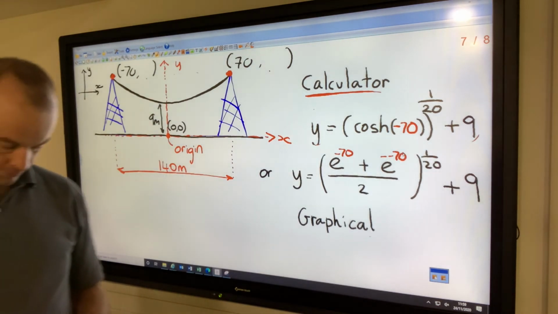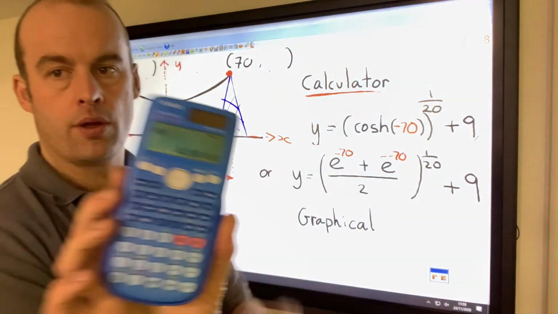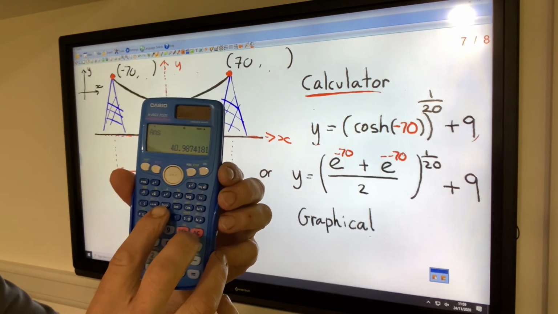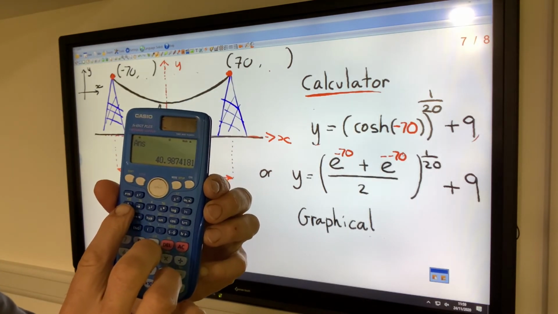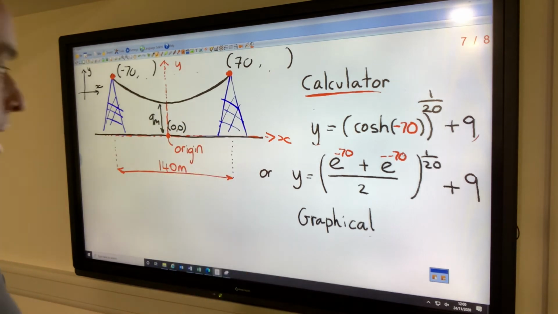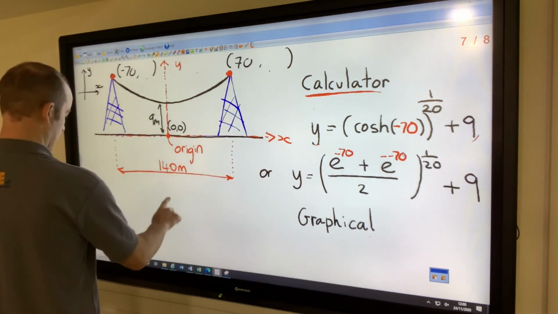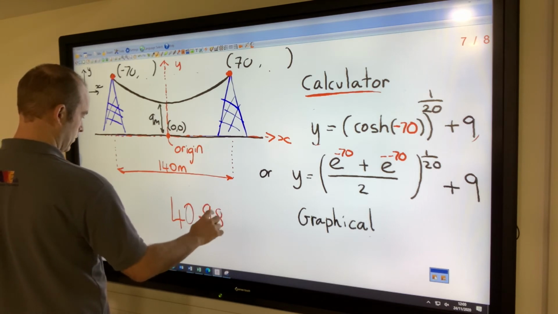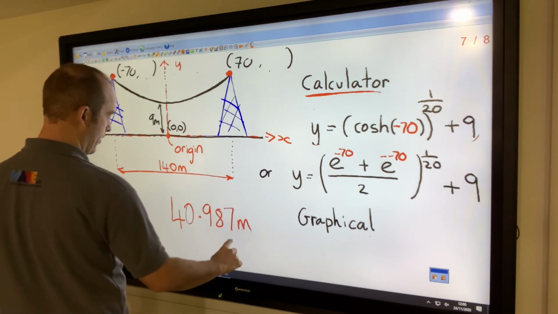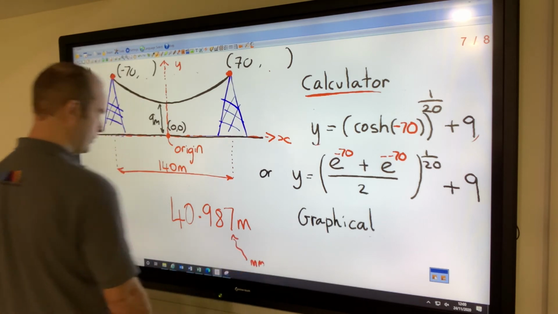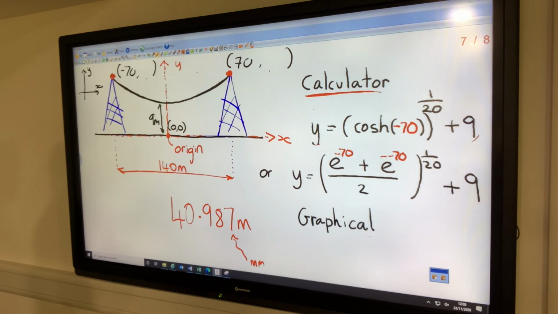So by use of the hyperbolic cosine button here, and this fraction button, I'm able to get this answer here, which is 40.987 metres. That being a millimetre. Okay, so that's pretty accurate.